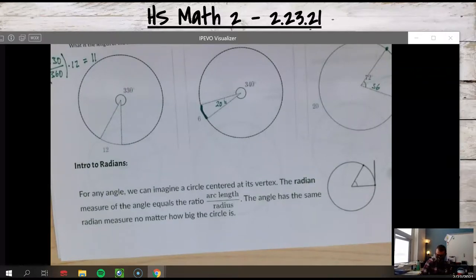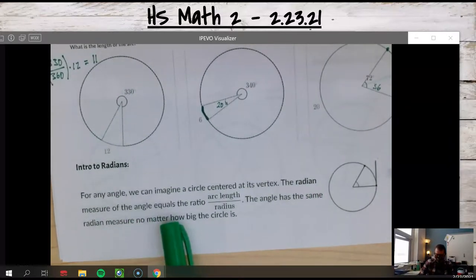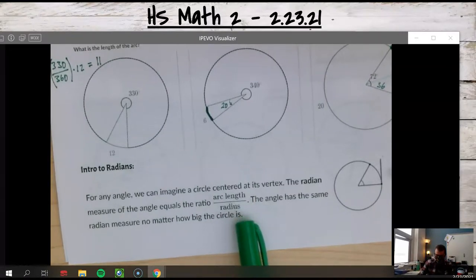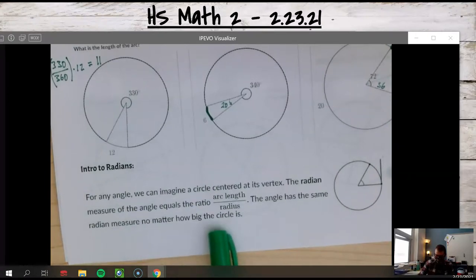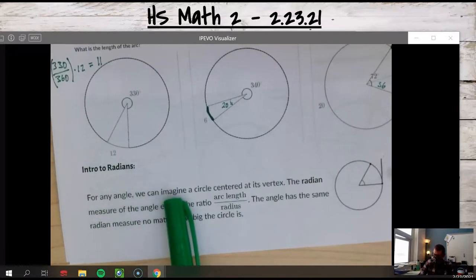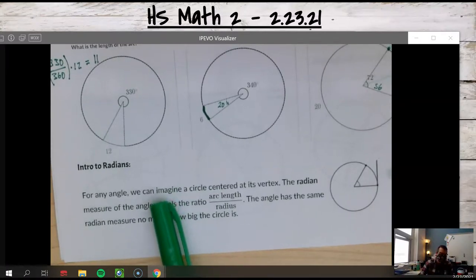Oh, I am reading that the radian is the measure of the angle equal to the ratio of arc length over radius. So the angle has the same radian measure, no matter how big. Okay. So for any angle, we can imagine. Wait, are we actually talking about something that you don't firmly understand yet? Do I actually get to be your teacher?